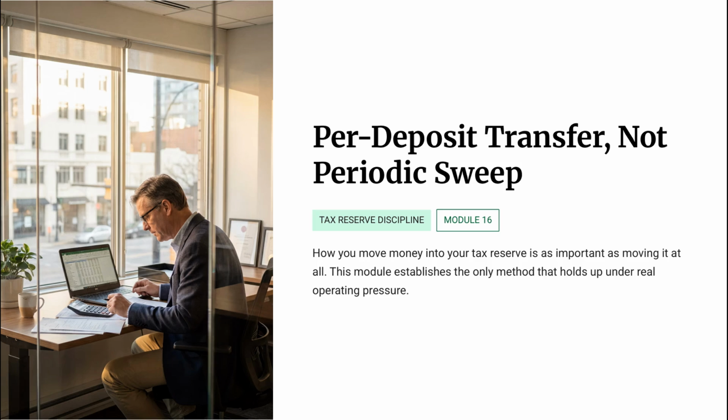The behavioral half of tax reserves is what breaks for most coaches, not the math. Module 15.3 already gave you the effective rate. Module 6.4 already opened the reserve account. What this unit installs is the muscle memory between those two. The per deposit transfer that runs the moment money lands, the never touch it discipline that keeps the reserve from being treated as a buffer, and the quarterly reconciliation that catches a wrong rate before it becomes an underpayment penalty.